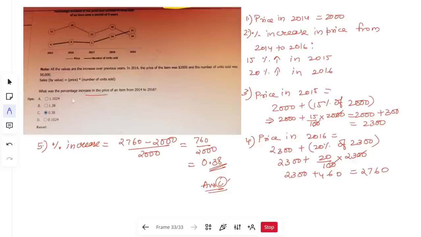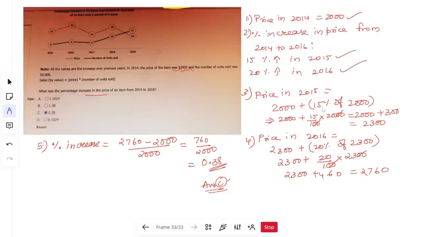So first of all, the data given to us is that the price in 2014 was $2,000, right? It is given to us here. Now we have to calculate the percentage increase in price from 2014 to 2016. From 2014 to 2015, how much has it increased? 15%. That is what we have written here. 15% price increase in 2015, and then 20% increase in 2016.